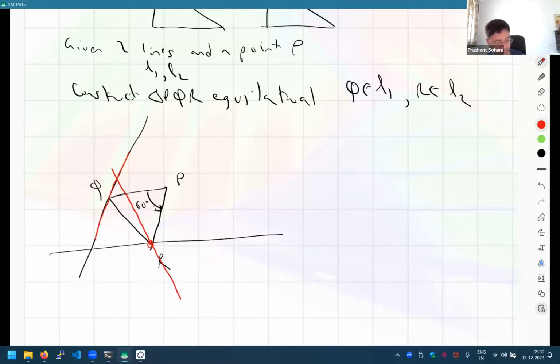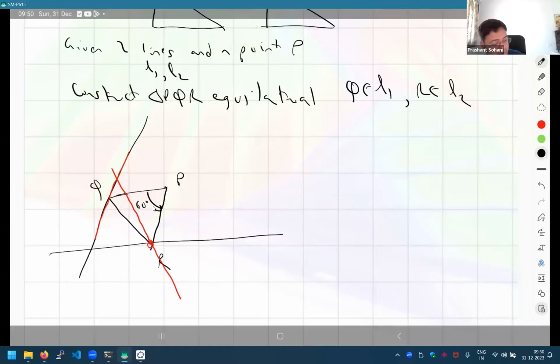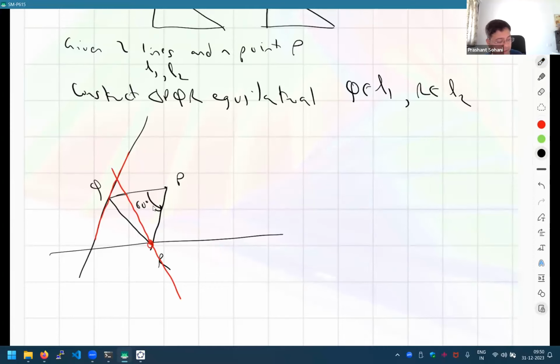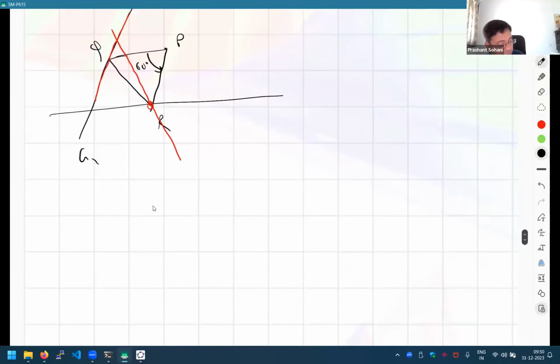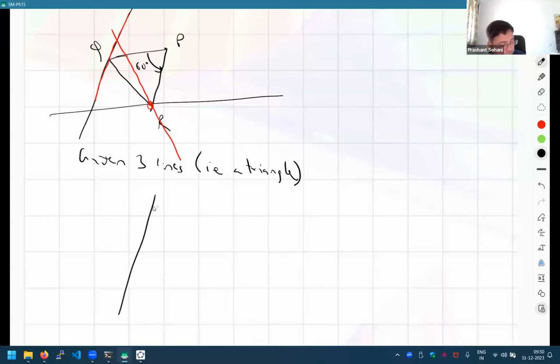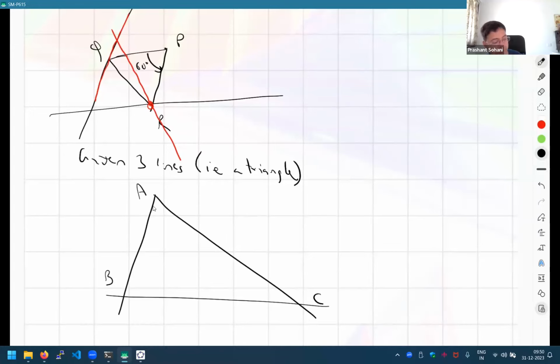Okay. So then what we said is that I'll change the question a little bit. Now what is given is not two lines and one point, but I've given three lines now. So now suppose I've given three lines, or in other words, I've given a triangle. Okay. So if I give you the three sides of a triangle ABC, and now I'm interested in an equilateral triangle where one point lies on each side. Okay. So I want one point here, one point here, one point here.